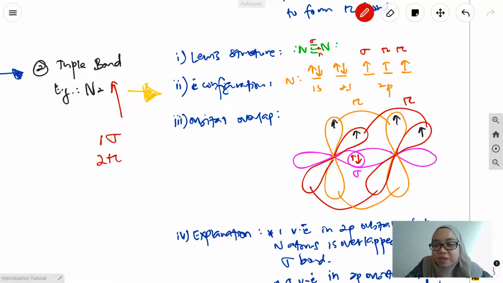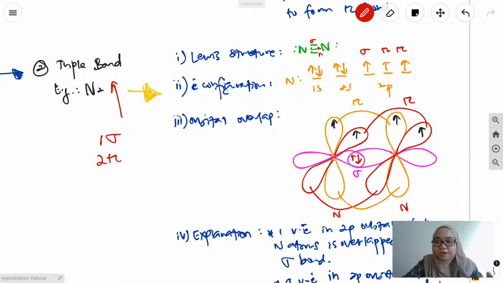And this one, the second one here, they will form another pi bond, so each will contribute one unpaired electron to form the pi bond. So here in nitrogen gas, one valence electron from both 2p orbitals of the nitrogen atoms will form a sigma bond, and two valence electrons from both 2p orbitals of the nitrogen atoms will form 2 pi bonds. So this is how the overlapping in nitrogen gas and oxygen gas is formed.